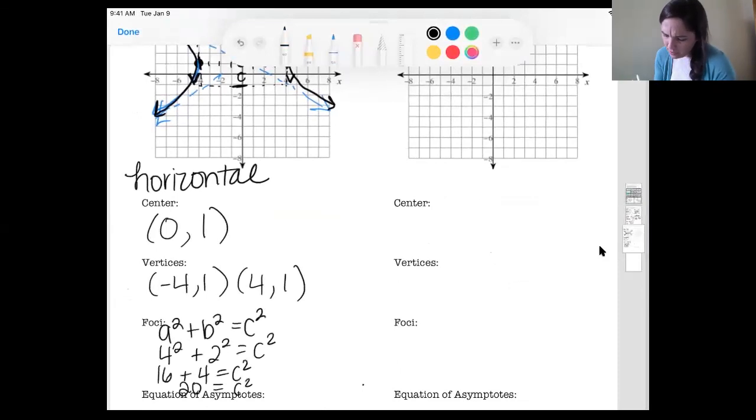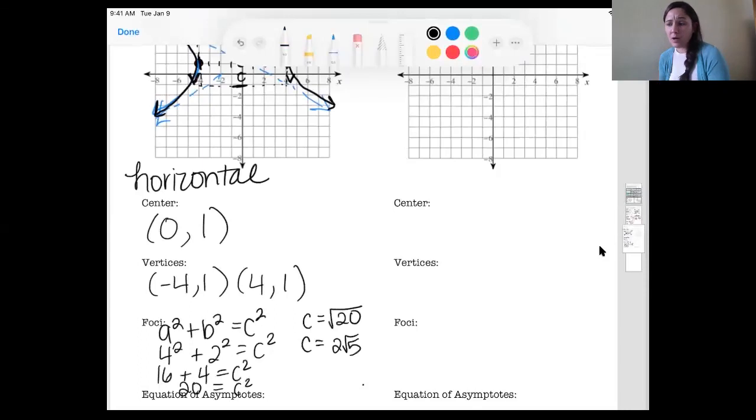All right. So we'll take the square root of both sides. So C is the square root of 20. Now I can simplify that. So C is, I know 4 times 5 is 20. Square root of 4 is 2. 2 root 5. 5 is prime. We can't take the square root.